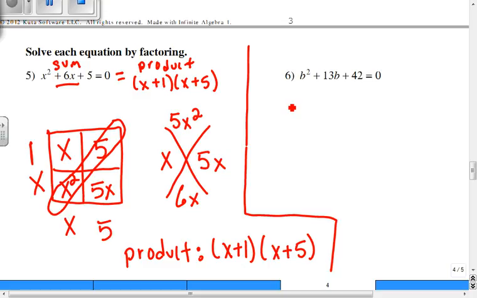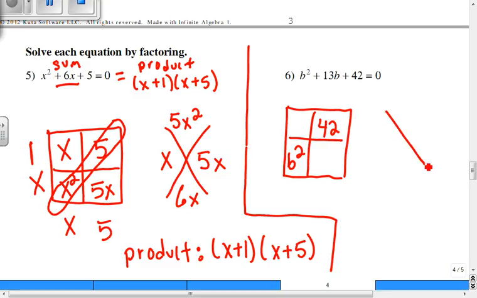Okay, let's do another one. So we have a generic rectangle. Okay, so 42 times b squared is going to give me 42b squared. They add to 13b. Okay, what multiplies to 42b squared and adds to 13b?